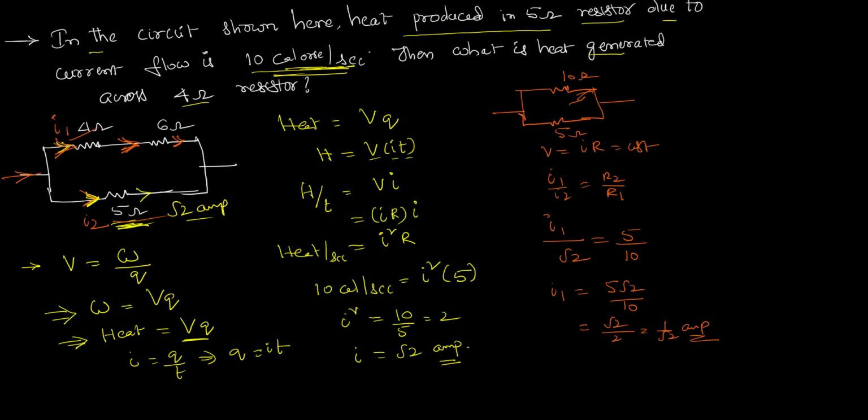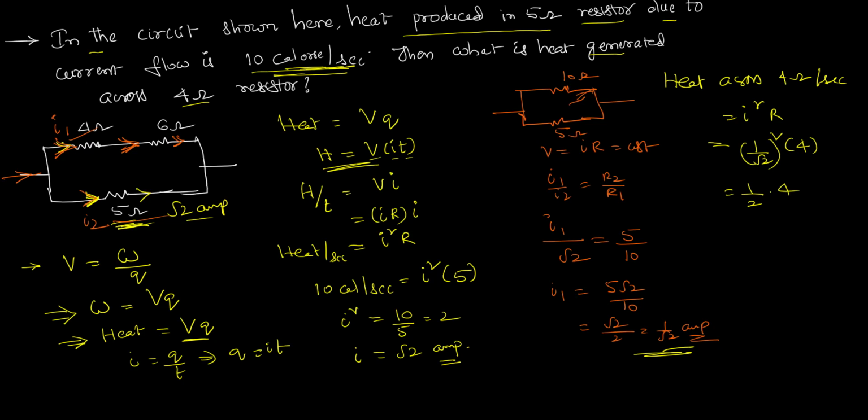Now I know the current. Once I know the current, I can use the same formula. So heat across 4 ohms per second is I across that multiplied by R of that. I across that is 1 by root 2, whole square. Resistance of that is 4. 1 by root 2 whole square is 1 by 2, and times 4, that is 4 by 2, that is 2 calories per second. So the heat that is generated across this 4 ohms is 2 calories per second.